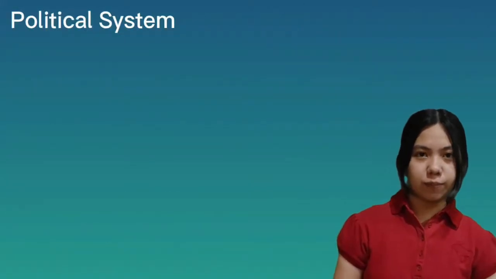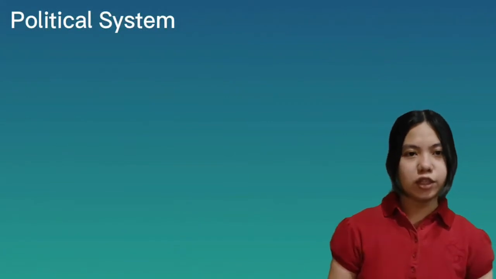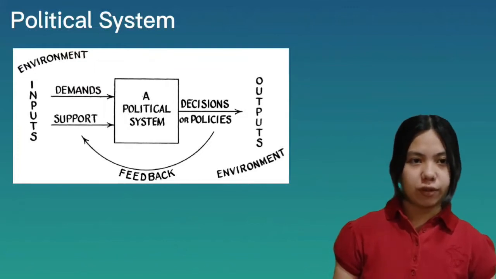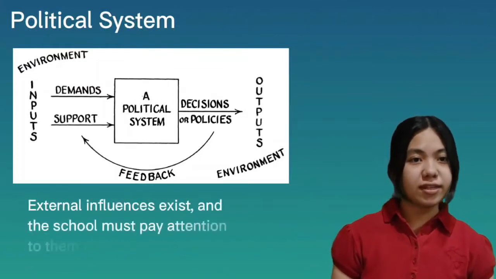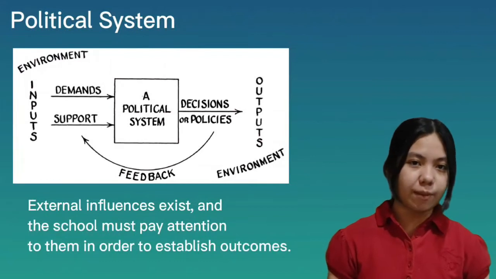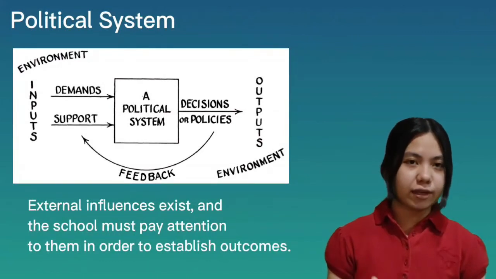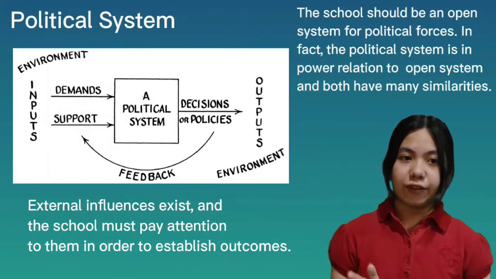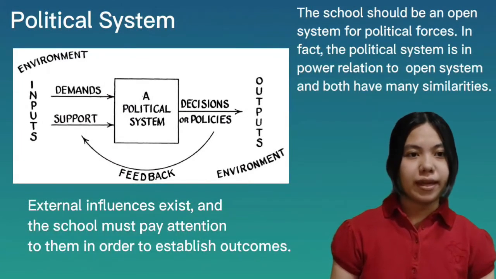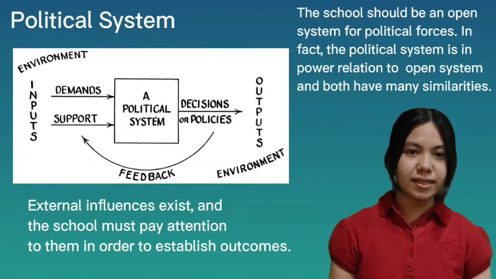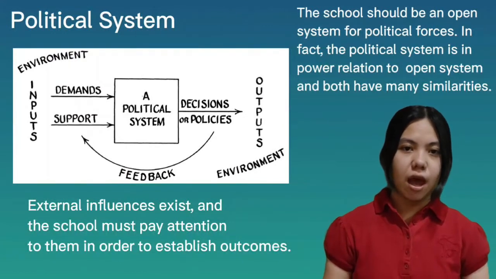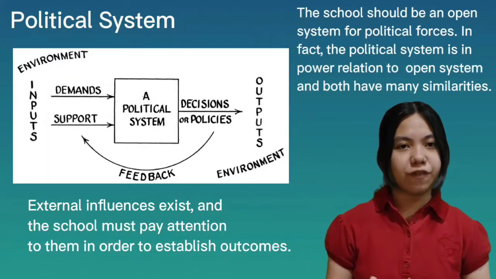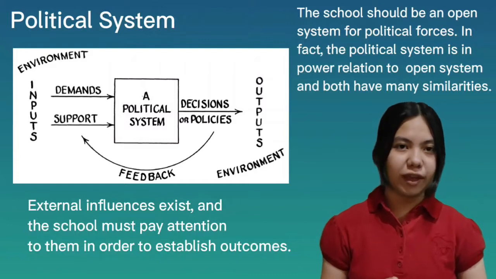So let's move on to the political system. The political structure obliges the school to be environmentally responsible. There are external influences and the school must pay attention to them in order to establish outcomes. As a result, the school should be an open system for political forces. In fact, the political system is in power relation to the open system and both have similarities. Politics is definitely informal and sometimes illegal, but is an essential factor influencing corporate behavior.